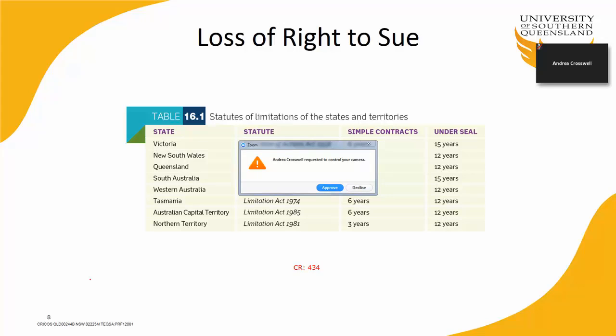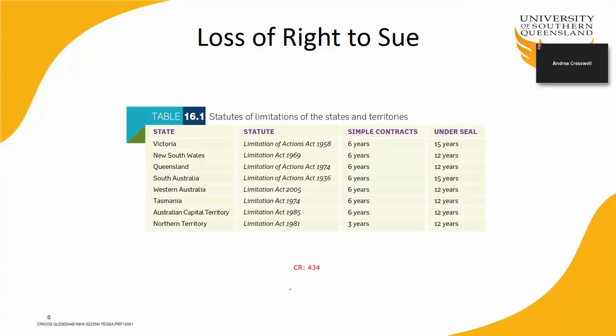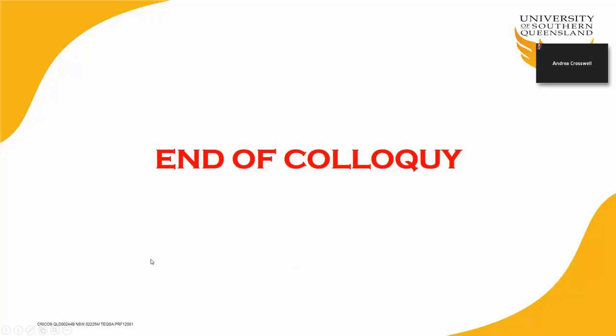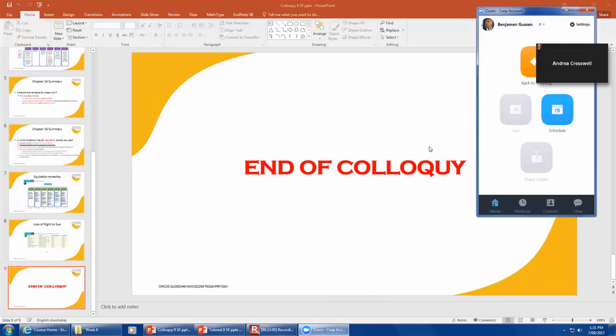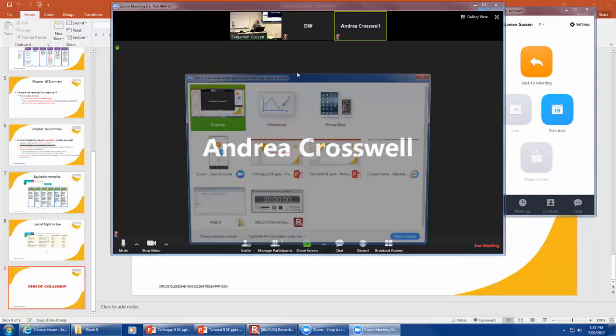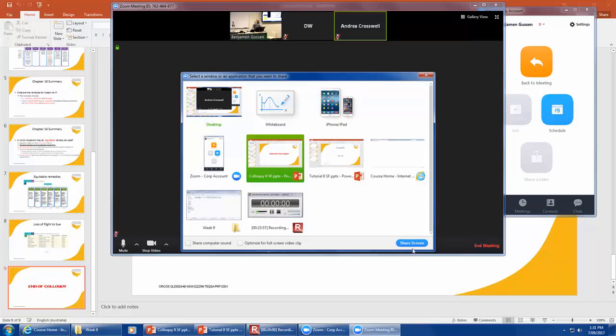It says, requested to control your camera. Okay. No worries. I think because they can't actually access it, maybe I'm not sharing the correct screen or something. That's why. Okay, let's try this. Sorry, Andrea. Let's try to see if we can go back and put this through.